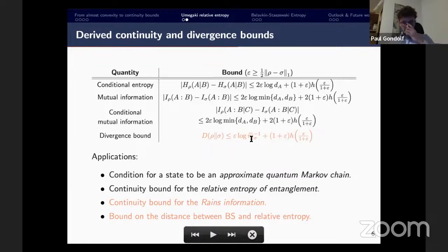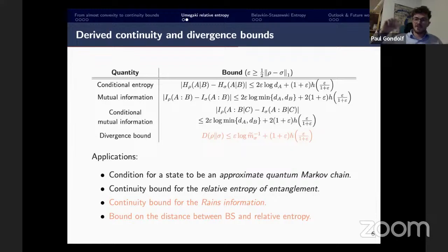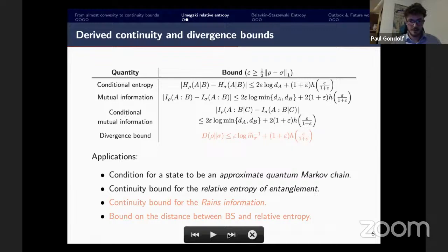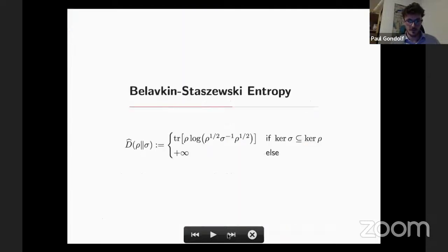The m tilde sigma is the minimal non-zero eigenvalue of sigma. So you take the spectral decomposition of sigma, and then you just choose the first non-zero eigenvalue of sigma. Oh, okay. Okay, I understand. Yeah. Okay.